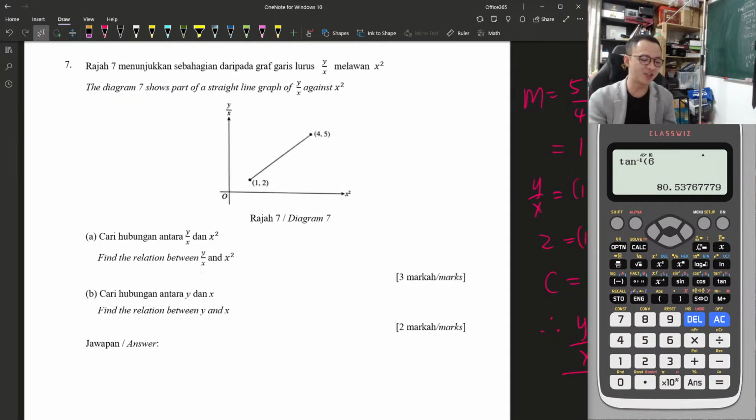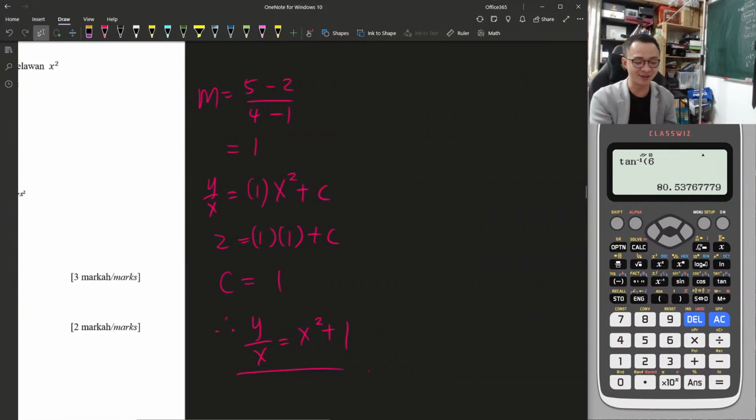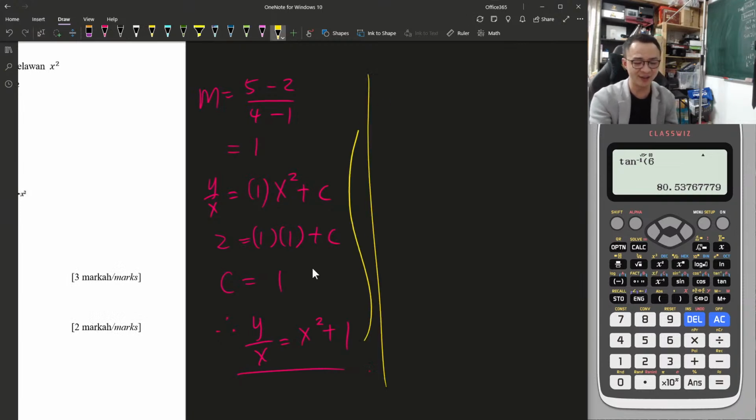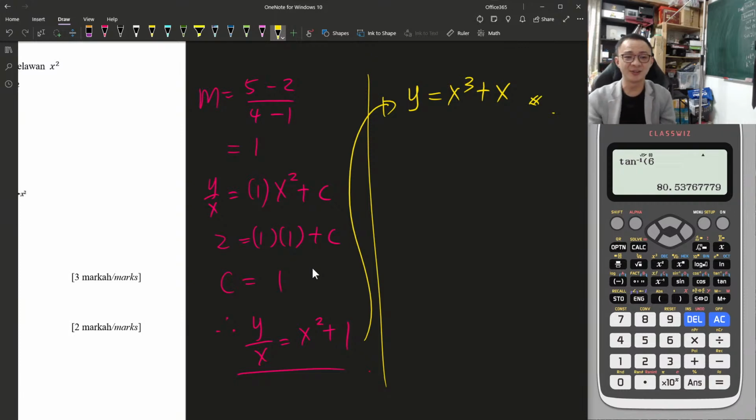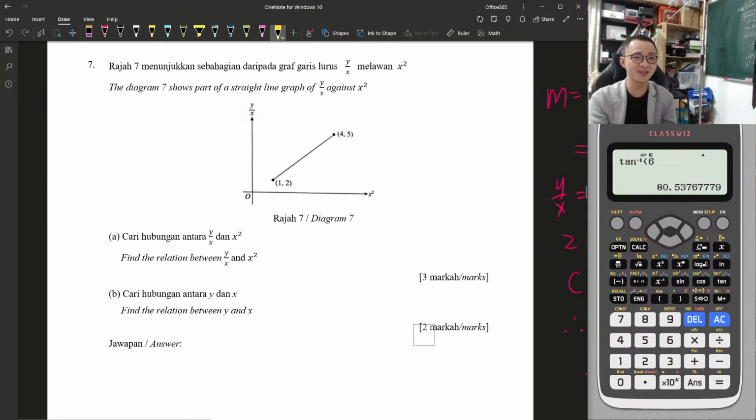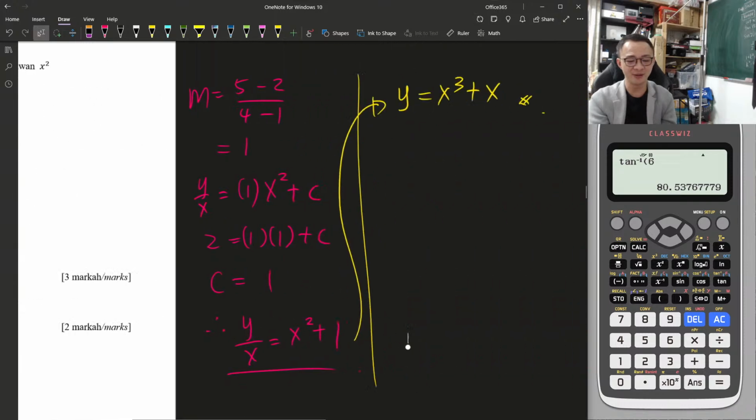And then find the relation between y and x. So I think they want you to rearrange into y in terms of x. So I will move my x to the other side and get x cubed plus x. Done. So yeah, this is y in terms of x. Just one step, and they give 2 marks.